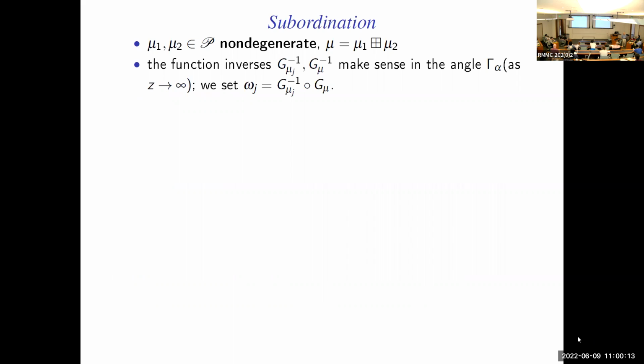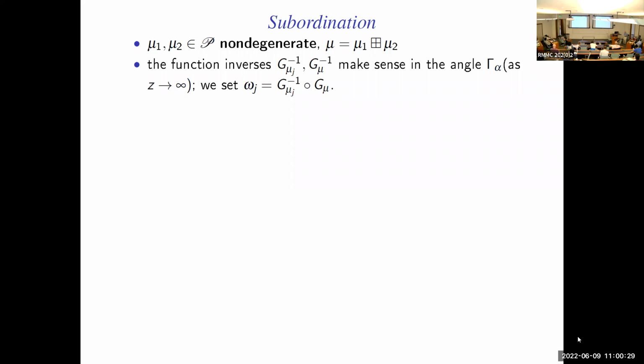Three proofs. Again, the proof is short like that. We organized the previous results a little bit. But now, let's talk about subordination functions.